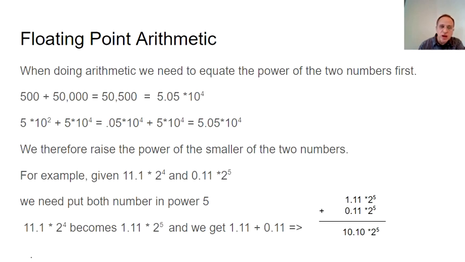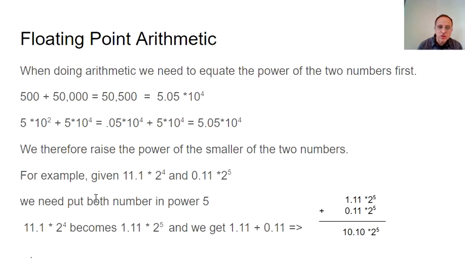So let's do another example now in binary. So if we have 11.1 times 2 to the fourth, right? In binary, we always multiply by 2 to some power. Plus 0.11 times 2 to the fifth. So we notice that 2 to the fourth is the lower power in this case. So we need to put them both to the power of the fifth. So in order to change this to 2 to the fifth, we have to move the decimal place to the left by 1 place. So it becomes 1.11 times 2 to the fifth.